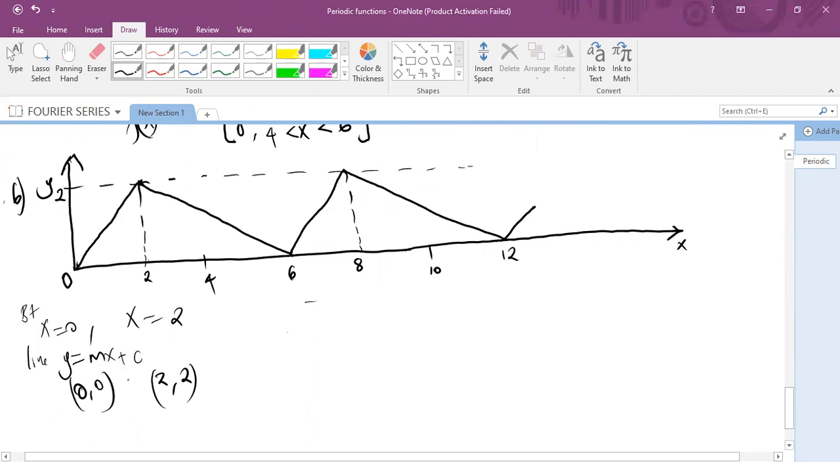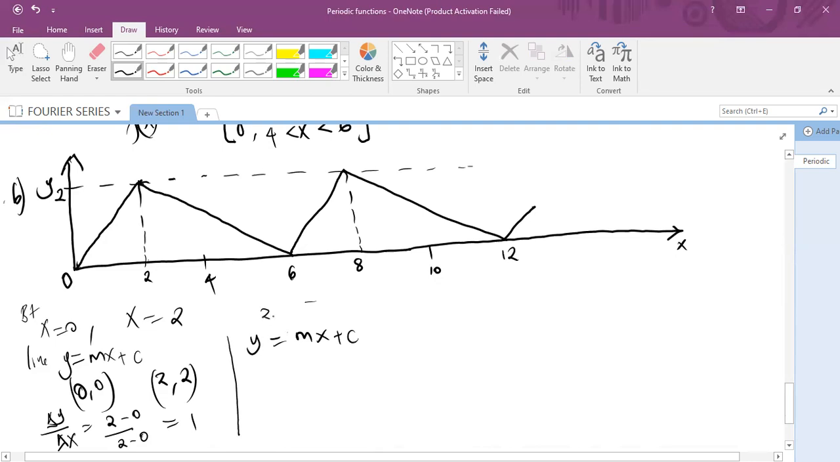In order for us to get the equation of the line, we need change in y over change in x so that we get the gradient. So change in y over change in x will be equal to 2 minus 0 over 2 minus 0. That will give us 1 as the gradient. And if 1 is our gradient, let's replace it in y equal to mx plus c. Now let's take two values.